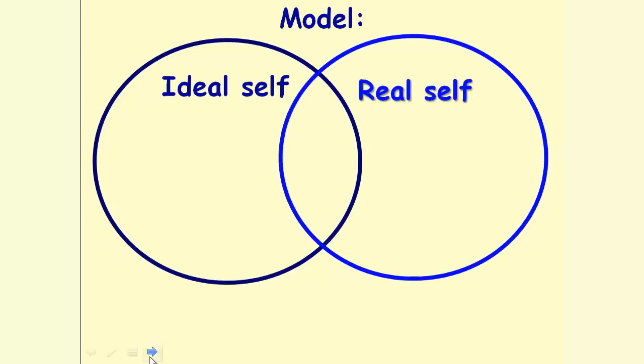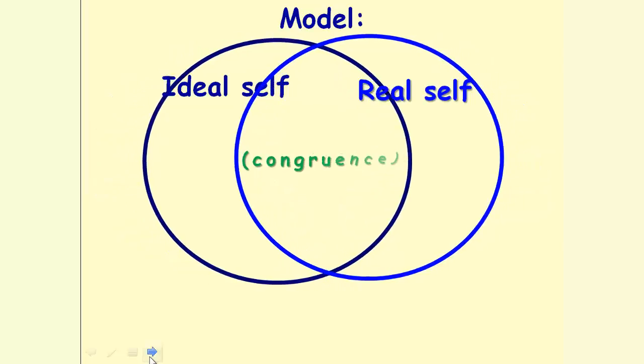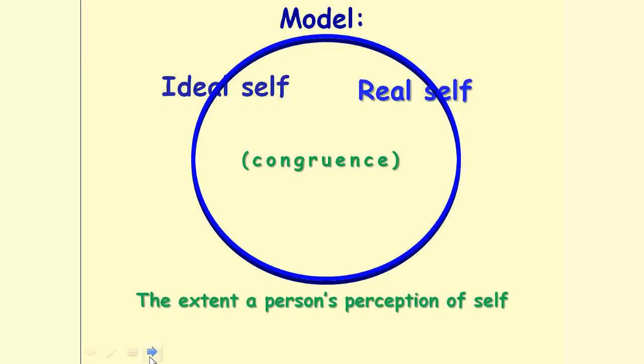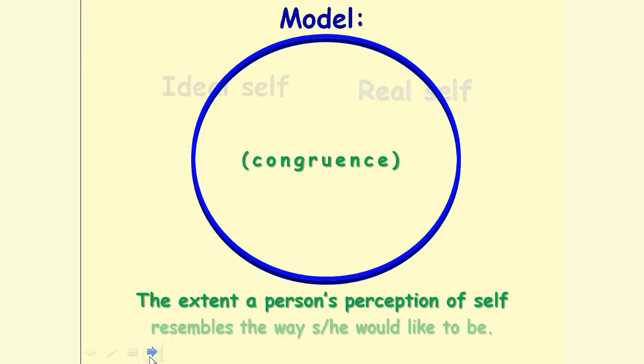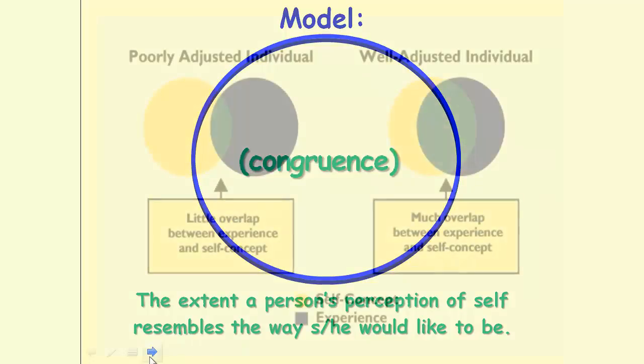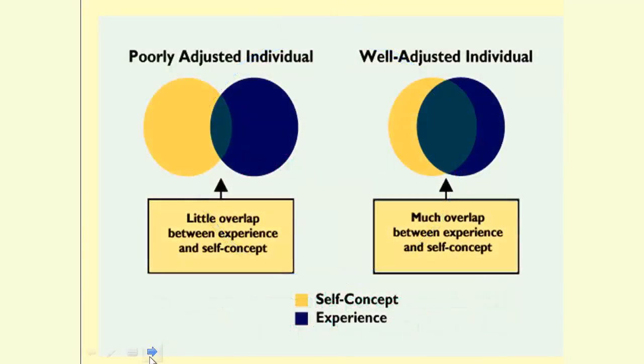There is the real self, the person I think I am, and there's the ideal self, the person I wish I was. It doesn't matter which circle is the real self or the ideal self. What does matter in this diagram is the extent a person's perception of self resembles the way he or she would like to be, which is known as congruence. We must either accept our real self a great deal or change to be more like our ideal self.